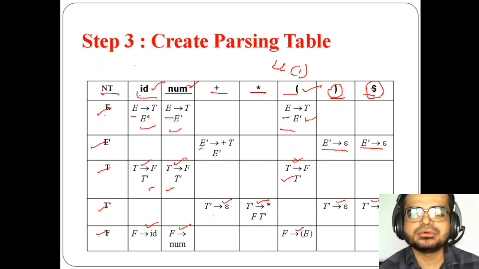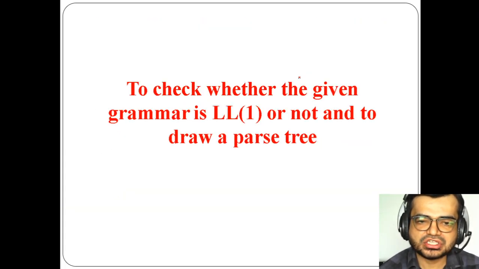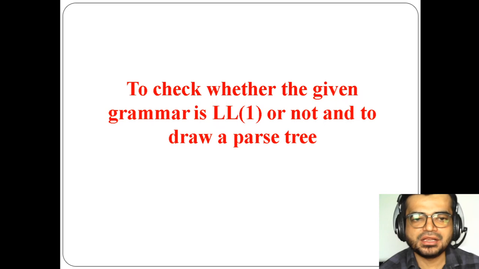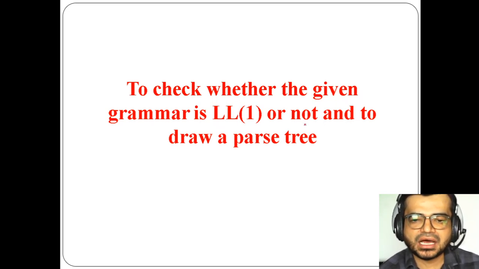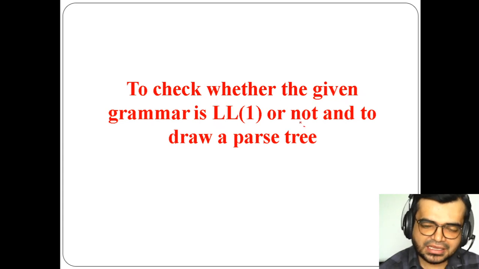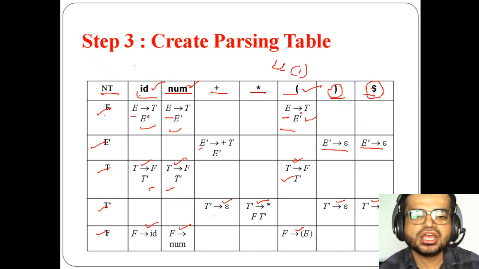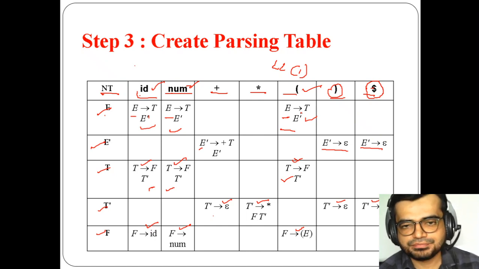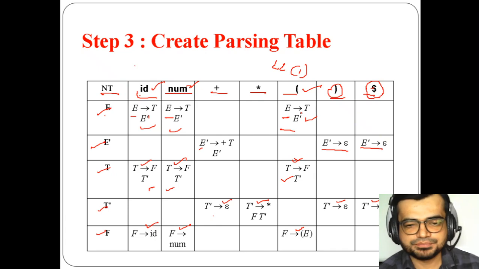So by this parsing table only, one can check whether the given grammar is LL1 or not. In an examination, if they have asked you only to check whether the given grammar is LL1 or not, then it is okay if you draw a parsing table. Up to this is sufficient, because by this table you can get clarity that it is an LL1 grammar, satisfying the property of LL1.